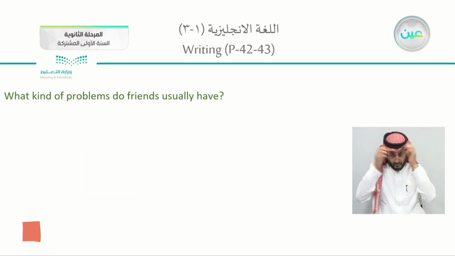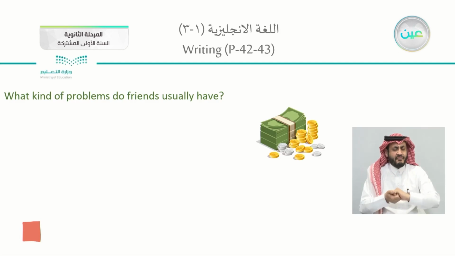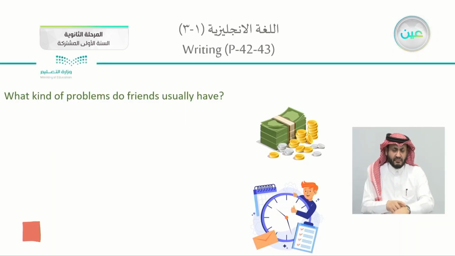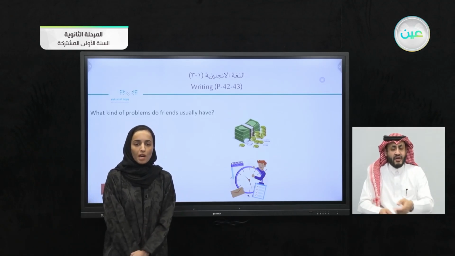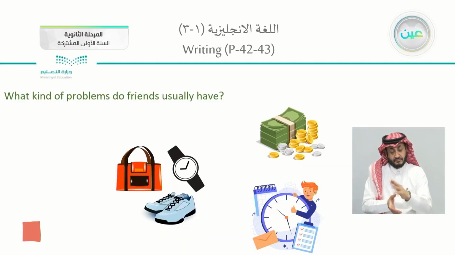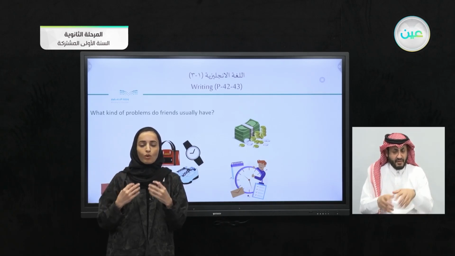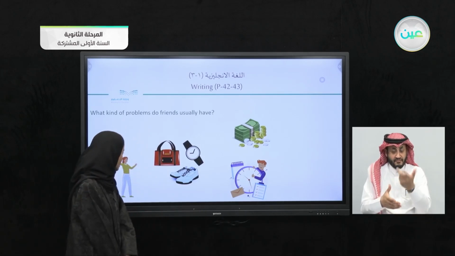This is the question. What kind of problems do friends usually have? The problems that you usually have with them. They are usually problems related to money. It could be problems related to time. If your friend is always too late for you, it would be a problem. Maybe we can discuss problems related to the idea of sharing things. They usually take my stuff or they always ask for them. Maybe it is a problem related to friends.